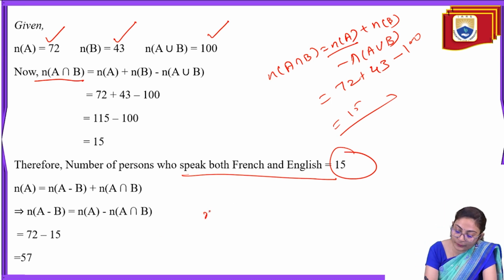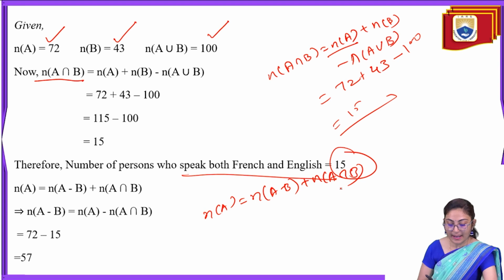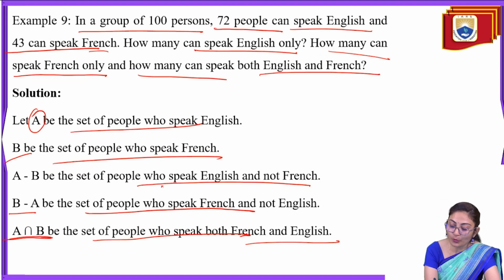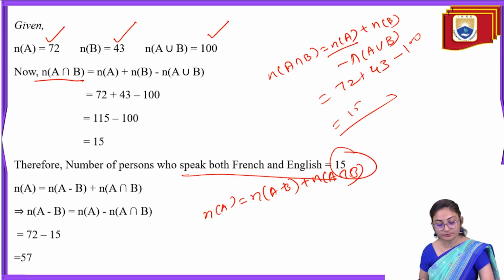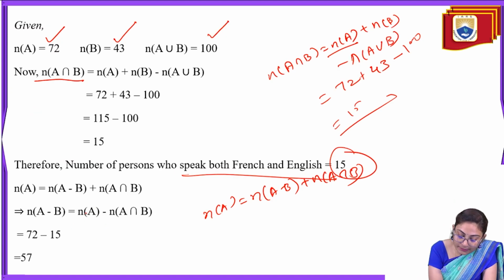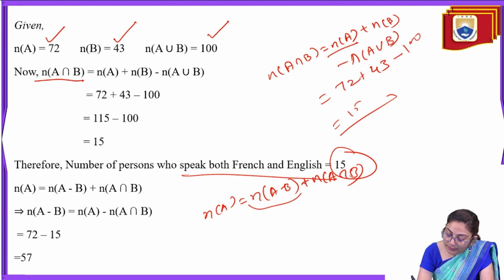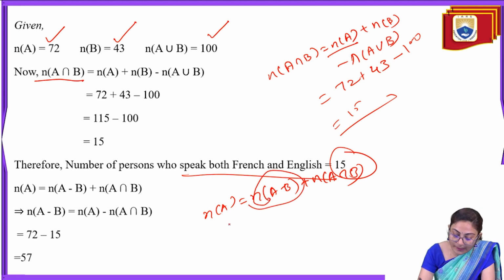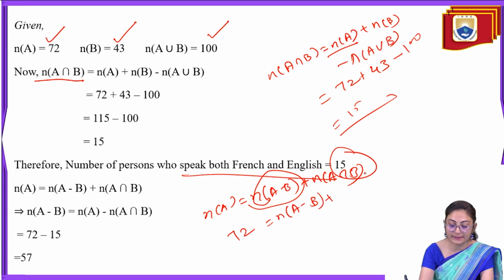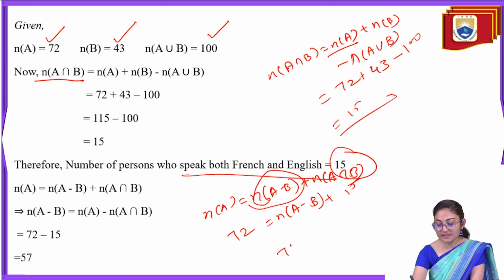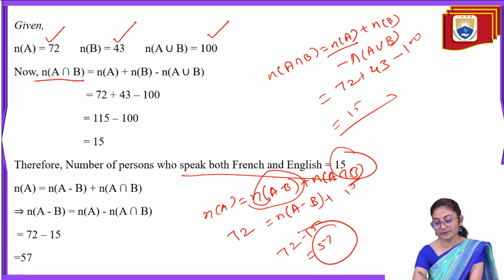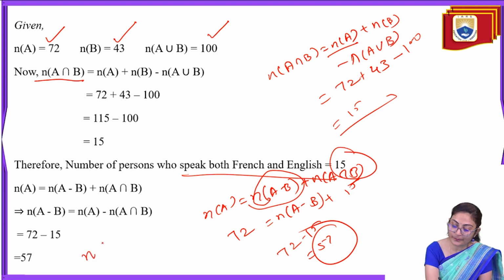So now again we have to find out the n of A minus B. n of A means n of A minus B plus n of A intersection B. And n of A minus B means those who speak English but not French. This we have to find out. n of A value is 72, and n of A minus B plus n of A intersection B, the intersection value is 15. That means 72 minus 15, that is 57. So we can say n of A minus B is 57.